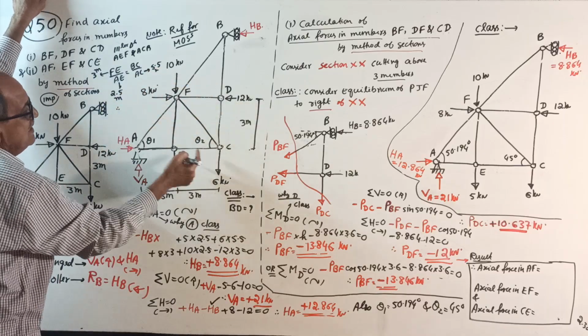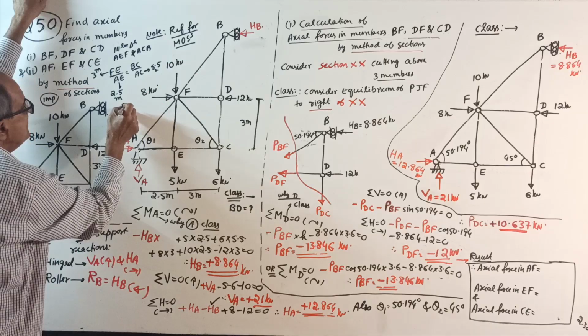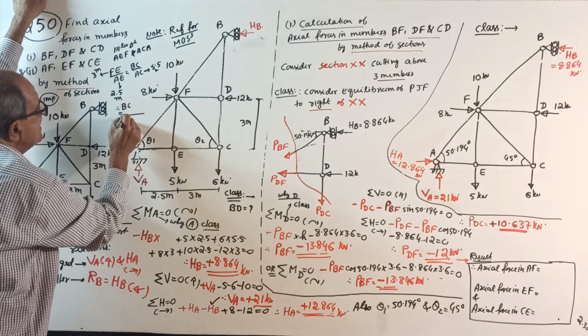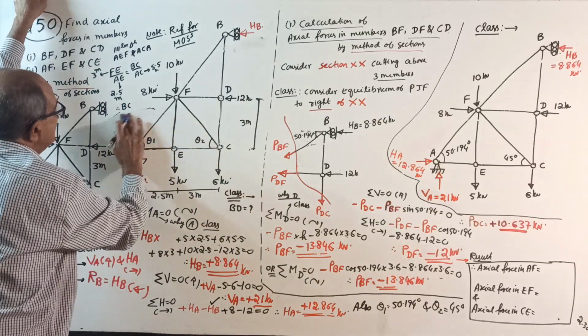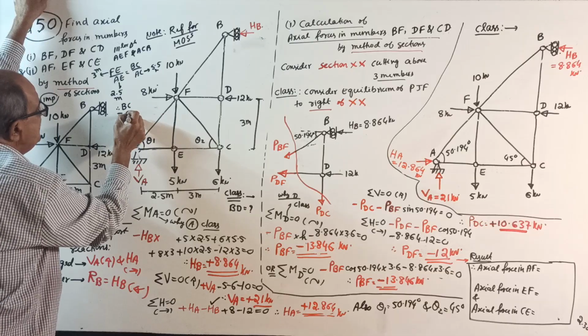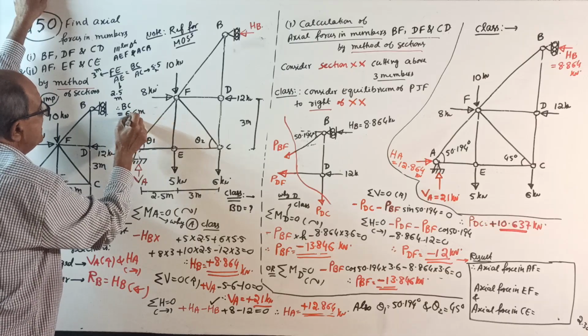Therefore, you will get the value of BC. See, BC will come in meter. I know the answer, it will come 6.6 meter. I already calculated. BC will come 6.6 meter.